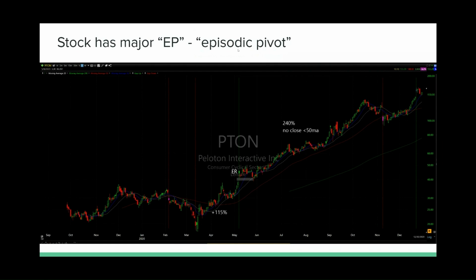Now, episodic pivot is a term that was coined by Pradeep Bonde over at StockBee, and I got to learn of it through Kulamagi, who was one of his students that went on to make 100 million. And this is one of his favorite setups as well. This is a super powerful setup, which basically means that a stock has a really strong catalyst or news or earnings that come out which completely change the growth trajectory of that stock.